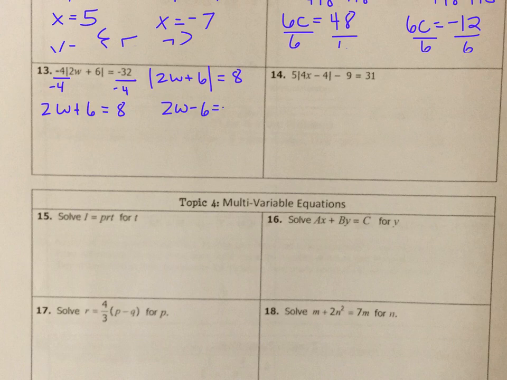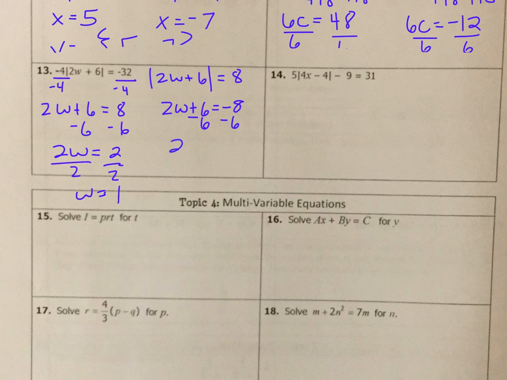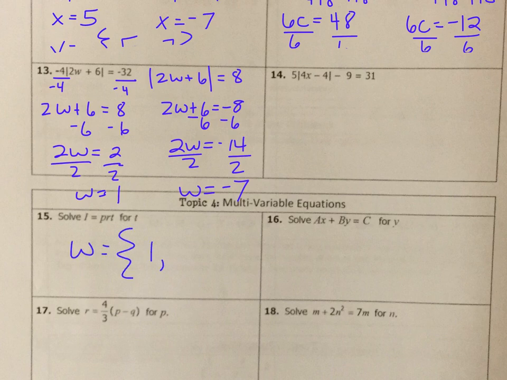2w plus 6 equals negative 8. I'm going to subtract 6. 2w equals 2. So on this side, w equals 1. Subtract 6 over here. 2w equals negative 14. w equals negative 7 on this side. So the answer for 13 is w equals 1, negative 7.